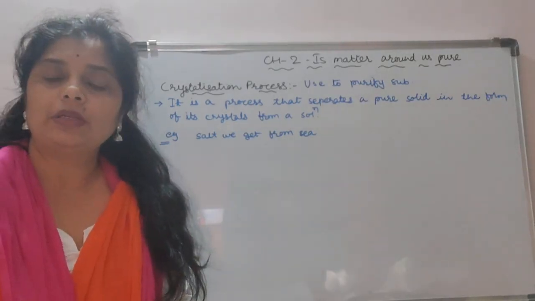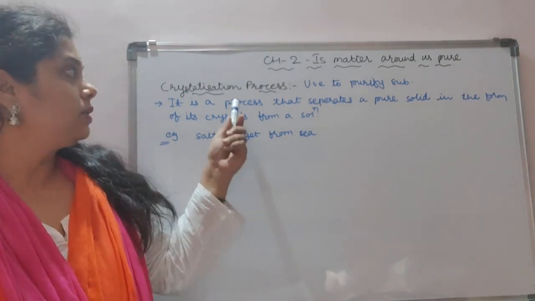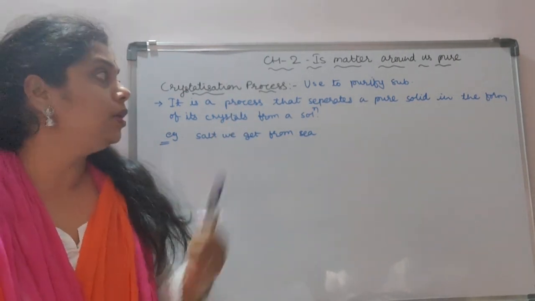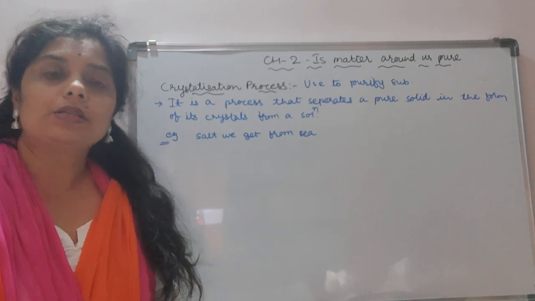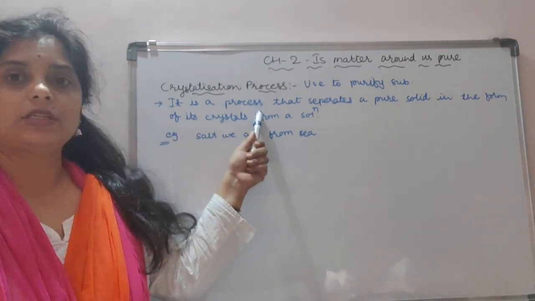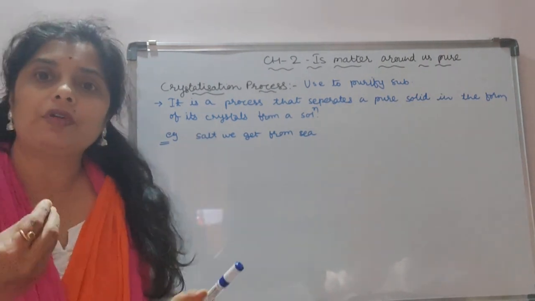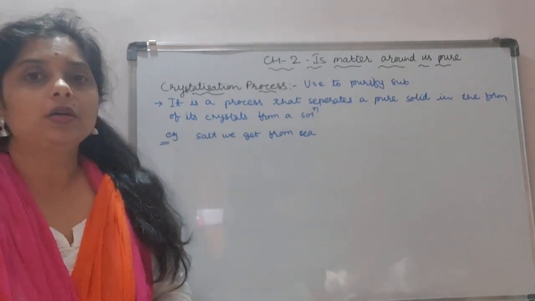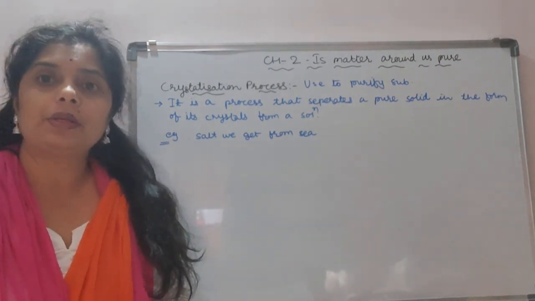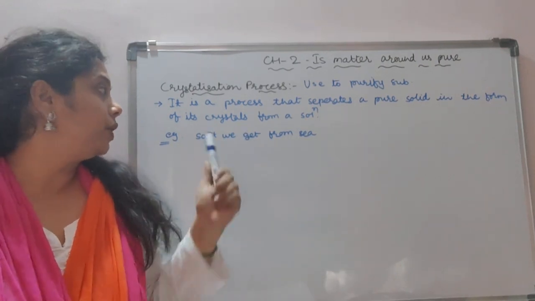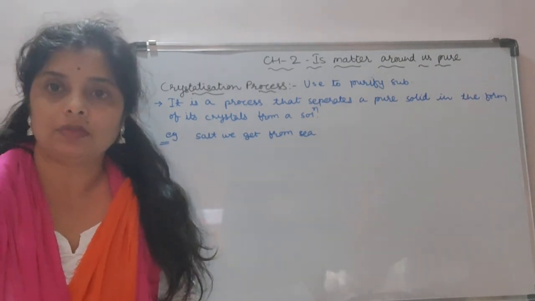Now let's talk about the crystallization method. The crystallization method is usually used to purify a substance, and it is a process that separates a pure solid in the form of a crystal from a solution. For example, we get salt from sea water.